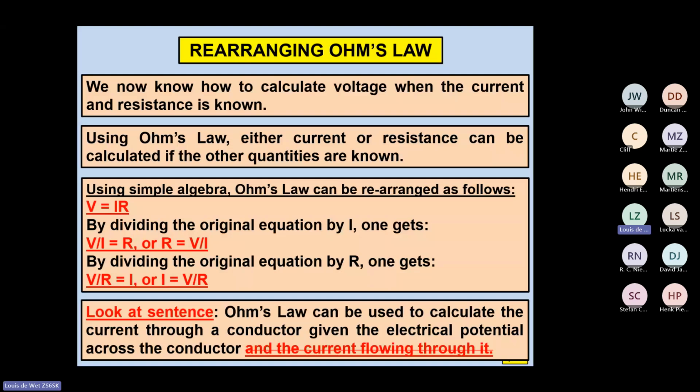Let me just see what I thought when I crossed it out. Okay, I'll just come back to that. The last lecture, Ohm's law can be used to calculate the current through a conductor, given the electric potential across the conductor. Okay, just cross that out, because it's just a repeat there. You can just cross that last section out.